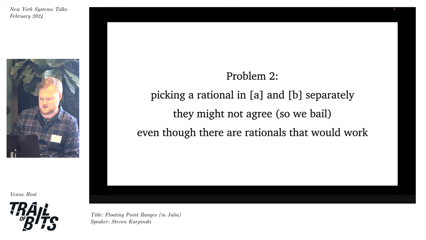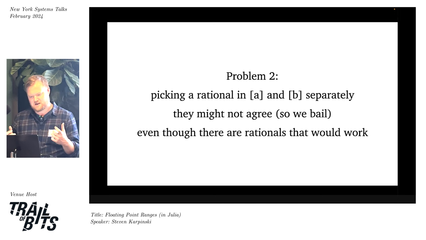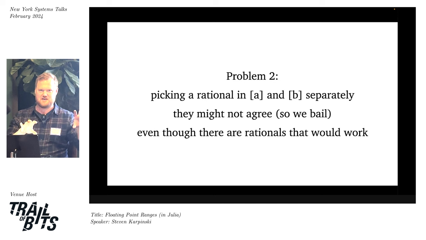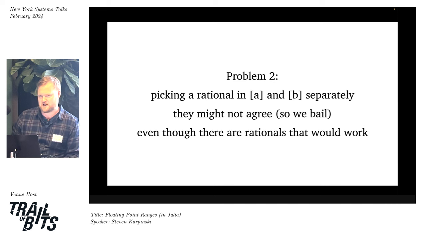Problem two is picking a rational in the A and B intervals separately. They might not agree. There might be some rational you could have picked that would make the equation work out, but because you picked them independently and then checked, you didn't get the right one. You got some other one that doesn't work, and then you just bail out and do the stupid thing.